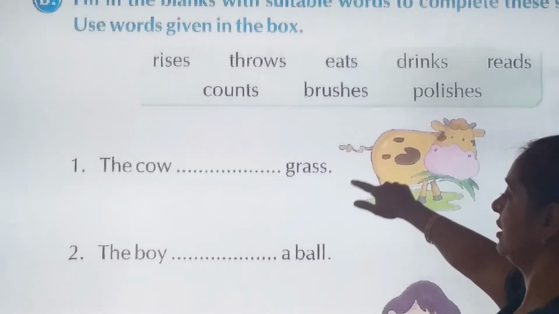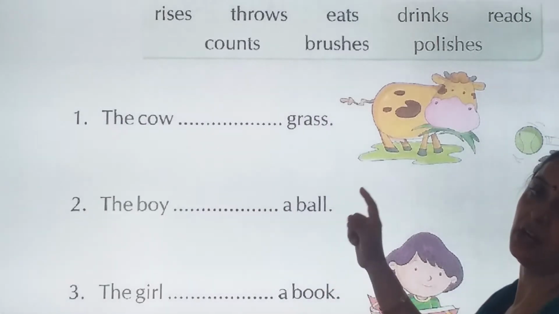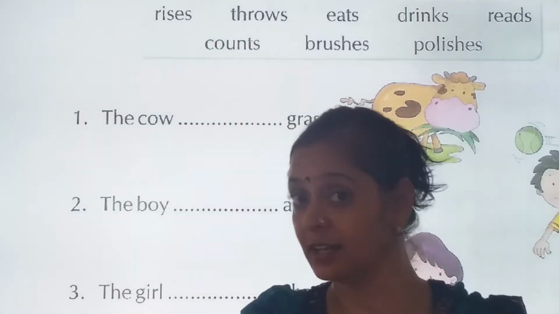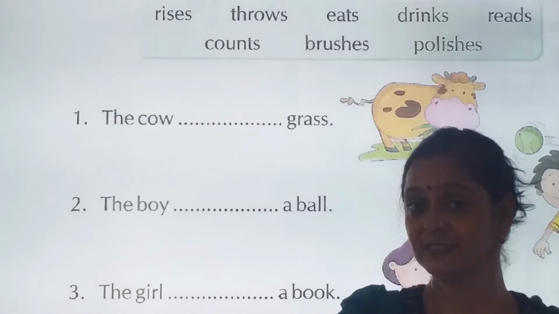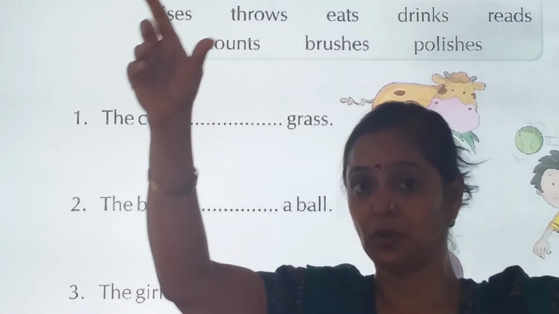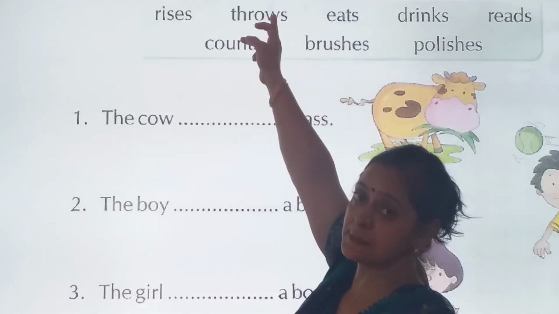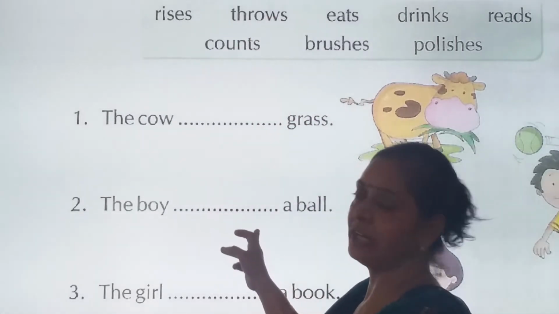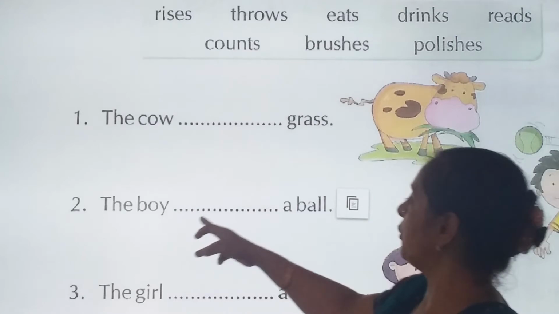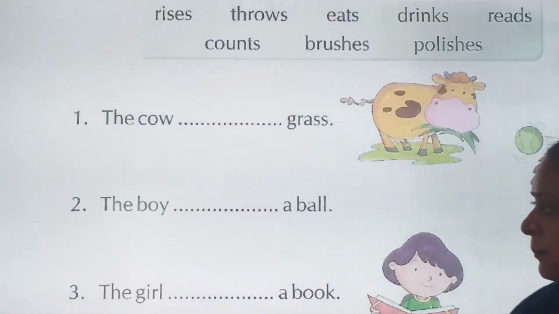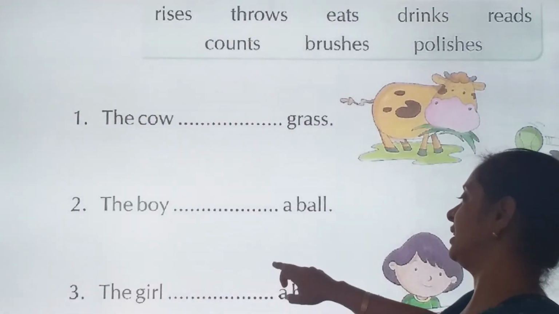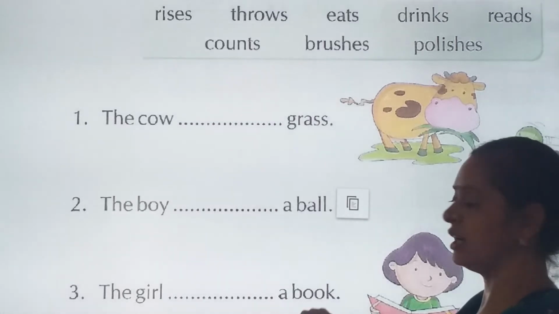Okay. The boy dash a ball. आप बॉल के साथ क्या करते हैं जब भी खेलते हैं तो? Throw. You throw a ball. You have to pick a spelling and word and write over here. The boy throws a ball. Okay. The girl dash a book.